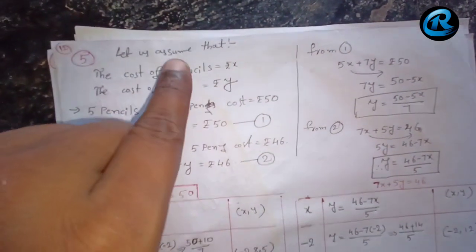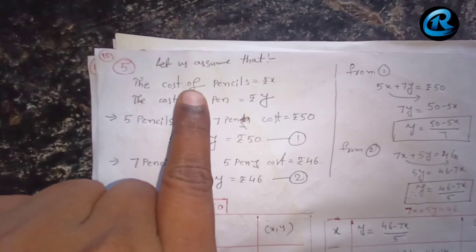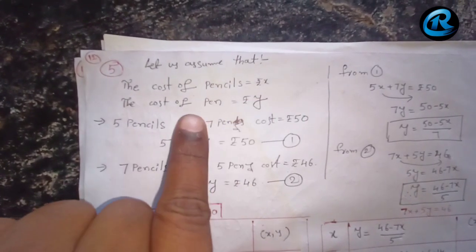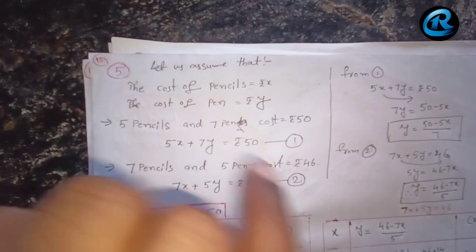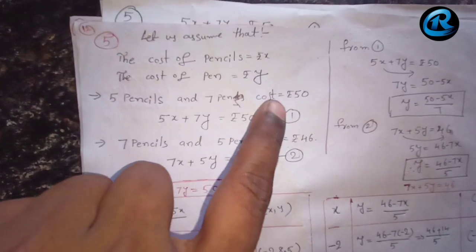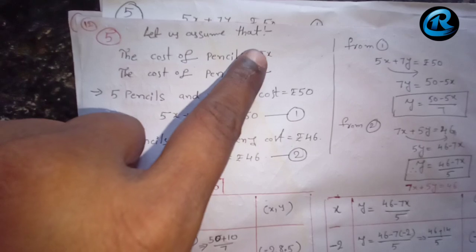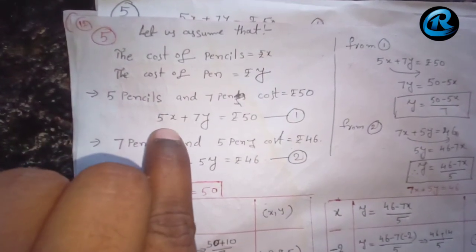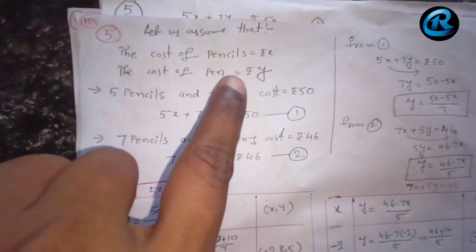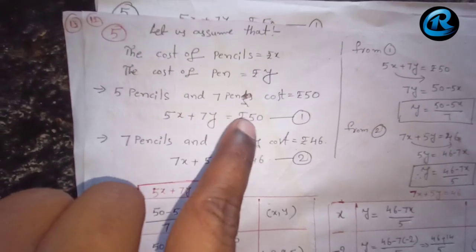So here let us assume that we don't know the cost of 1 pencil and 1 pen. So let us assume the cost of a pencil is x rupees, the cost of a pen is y rupees. According to the question, as he said, 5 pencils plus 7 pens, the cost is 50 rupees he paid. So 5 into 1 pencil equal to x, so 5x rupees they will pay for 5 pencils. For each pen they will pay y rupees. So 7 pens he purchased, so 7 into y equal to 50 rupees.